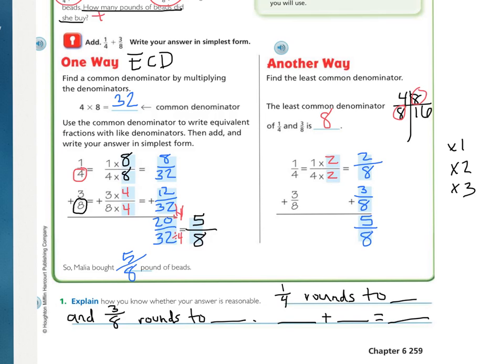My sentence is that 1/4 rounds to 0 and 3/8 rounds to 1/2, because 3 is pretty close to 4, which 4/8 is 1/2 of 8. And so then I would see that 0 plus 1/2 equals 1/2, and 5/8 is really close to 4/8 as well. So this proves that it is reasonable.